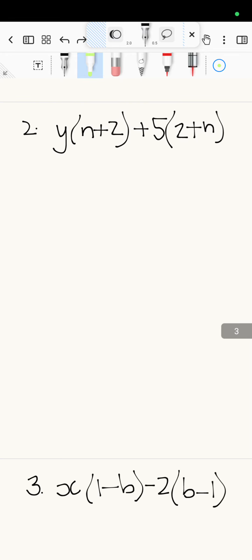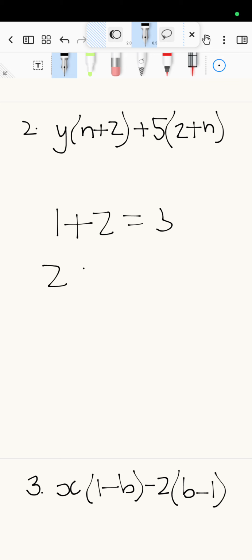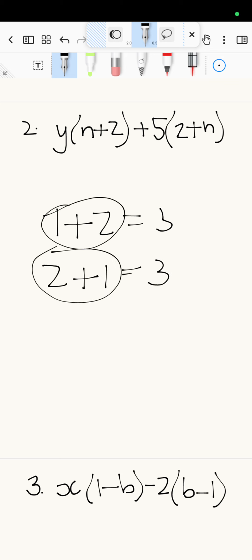So number 2, same thing, right? So we see that the bracket is the same. We've mentioned already that 2 plus n or n plus 2 is going to be the same thing, right? Let's put some numbers there. Let's go with 1 plus 2, which is going to give me 3. And if I say 2 plus 1, it's still going to give me 3. So I swapped the order, but it stayed the same.